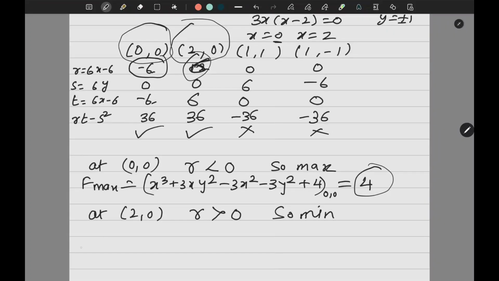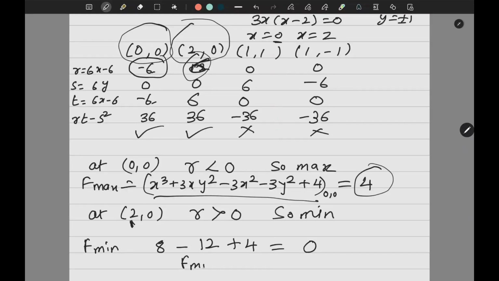Now same way I will find out f minimum. So in this function, in place of x I will put 2 and in place of y I will put 0. So how much I will get? 8 minus 3 4s are 12 plus 4, that is 0. So the minimum value of the function is equal to 0. So this is how you have to do the questions.